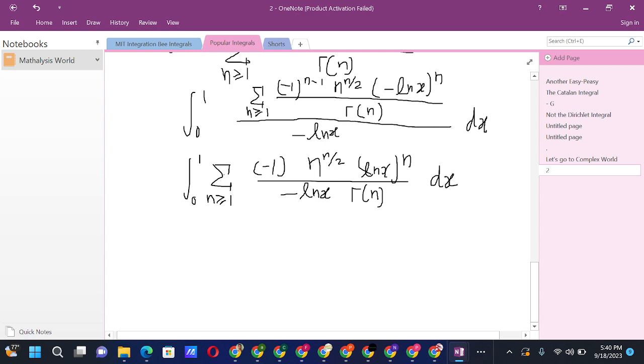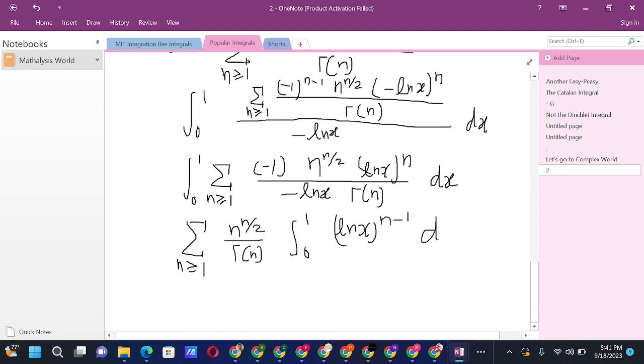Now we can interchange the summation and the integral, and so this comes out to be the summation from n greater than or equal to 1, and since now we are integrating in the world of x, these n terms will be constants, which you can take out, and again this negative 1 and negative 1 over here will cancel, so no need to write that. So n to the power n minus 2 by gamma of n, and the integral from 0 to 1 of ln x to the power n minus 1 dx.